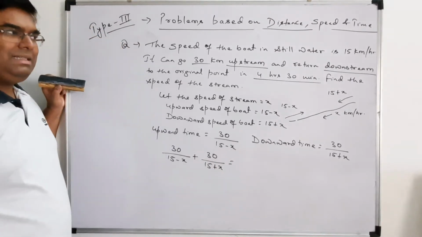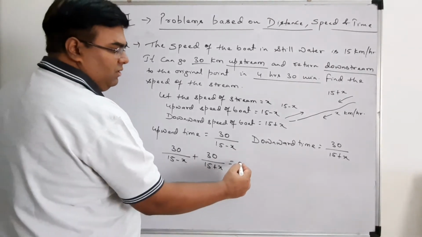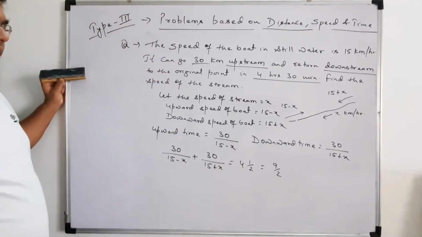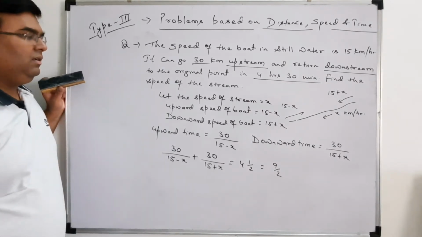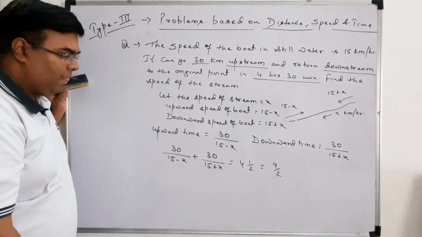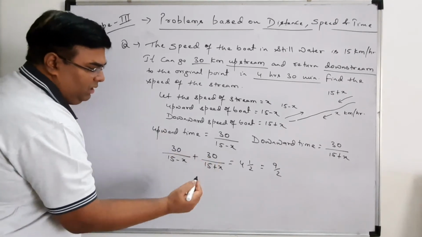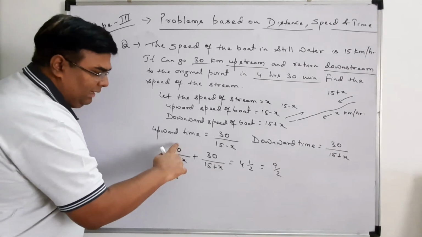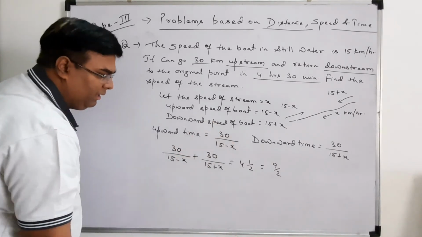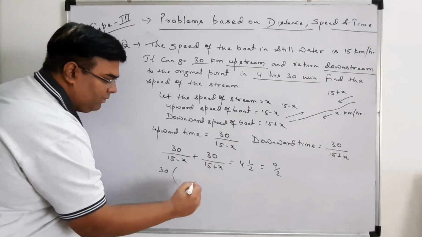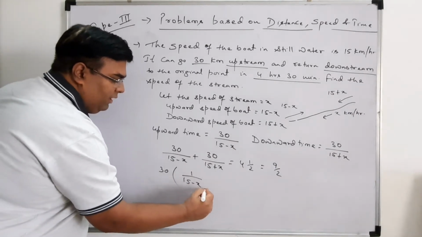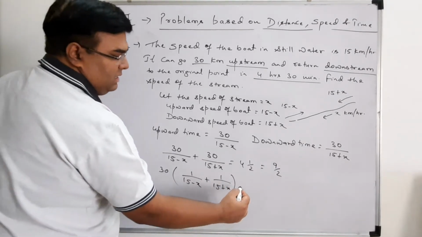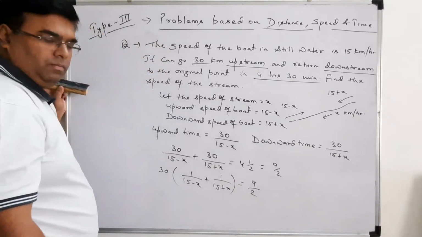x is equal to 4 hours 30 minutes, meaning 4.5 hours, which is 4 1 by 2, which is 9 by 2. It will be easier to solve like this. So we have got our equation. Now what do we need to do? Simple. We need to just cross multiply. To make it simpler, I will take 30 common and bring it there. It will be 30 times 1 upon 15 minus x plus 1 upon 15 plus x is equal to 9 by 2.